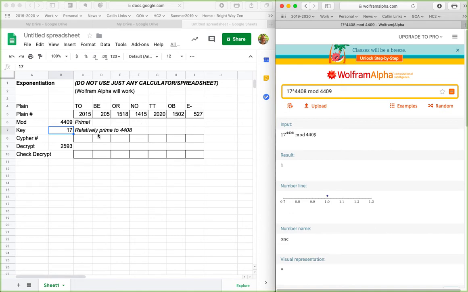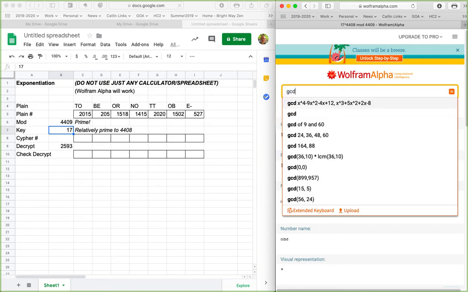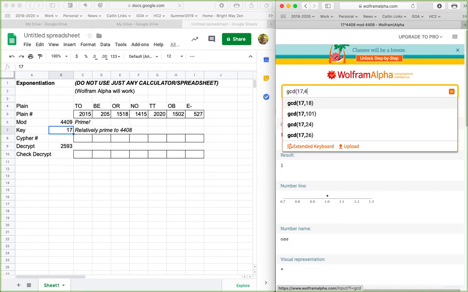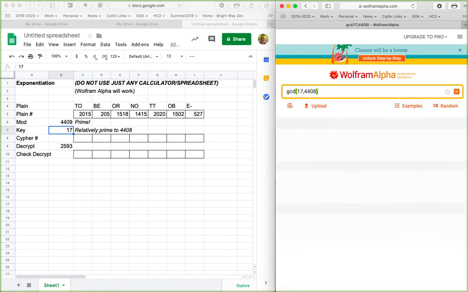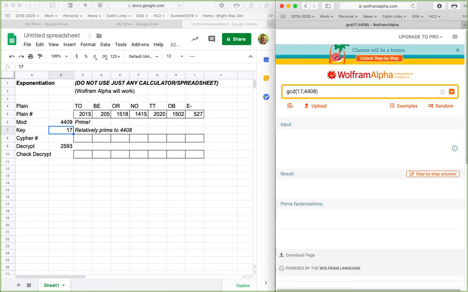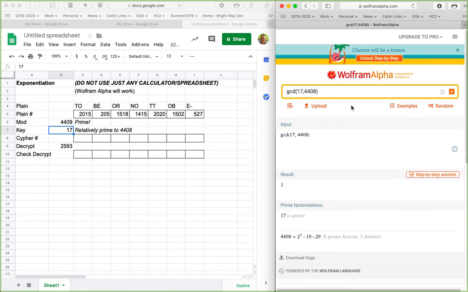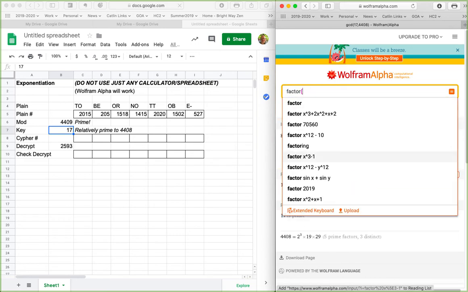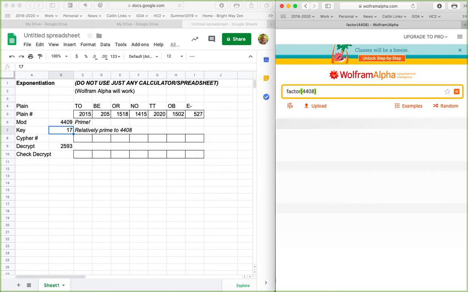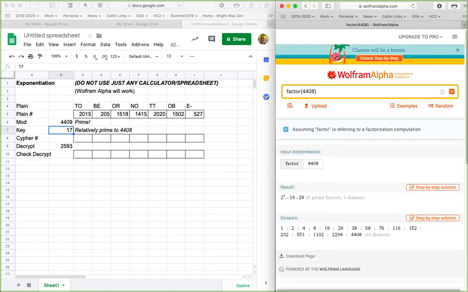Okay, so we know that 17. Oh, we need to make sure that 17 is relatively prime to 4408. It's just not enough to do this, but let's just make sure. So one way we could do that is we could just do GCD of 17 and 4408. And what do we get? Awesome. Result is 1. The other way I could do it too is I could say factor 4408. And actually it showed up before I even did anything: 2 to the third times 19 times 29. None of those is 17, so I'm good. Okay. So basically we've got our stuff set up.